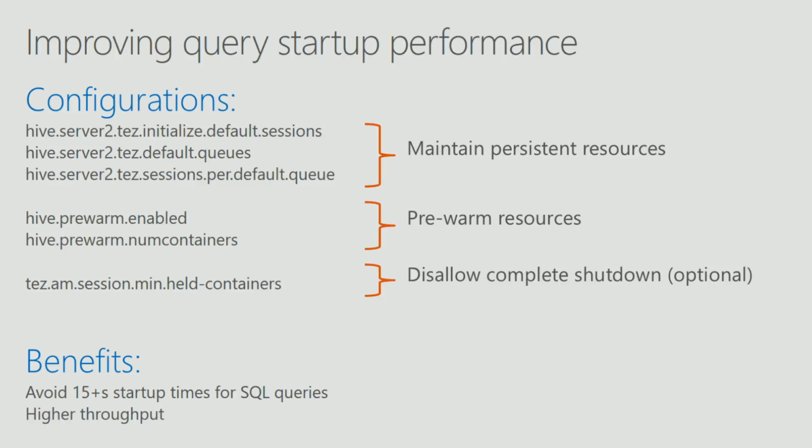Now, one question could be, why don't you set this to 1,000, right? Let's set the last one to 1,000. The problem with that is the moment you set it to 1,000, basically you've used up all the resources for your cluster. And if this is your own cluster, great. Your queries will run super fast. But if anybody else tries to run a query, it'll fail because all the resources are for your query. So with these three settings, you can avoid the 15 to 30 second startup time that Hive has.